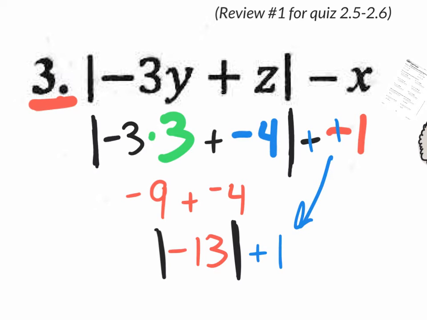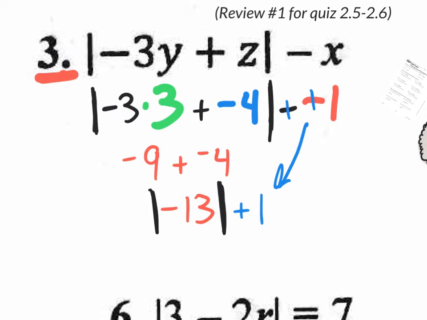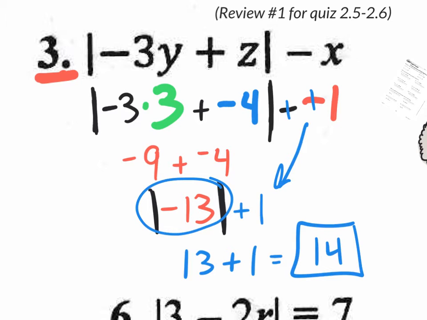So let's finish this off. What is the absolute value of negative 13? 13. That's positive 13. And 13 plus 1? 14. Done. Okay, so we're going to be doing this on the Quiz Friday.